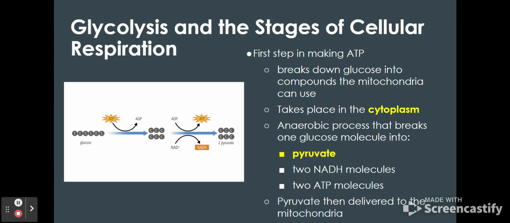Okay, it's an anaerobic process that breaks down one glucose molecule and basically makes pyruvate, which is that molecule the mitochondria can use, two NADH molecules and two ATP molecules. These are both energy carriers. Okay, they hold on to that energy until the cell needs it. Now, pyruvate is then delivered into the membranes of the mitochondria.